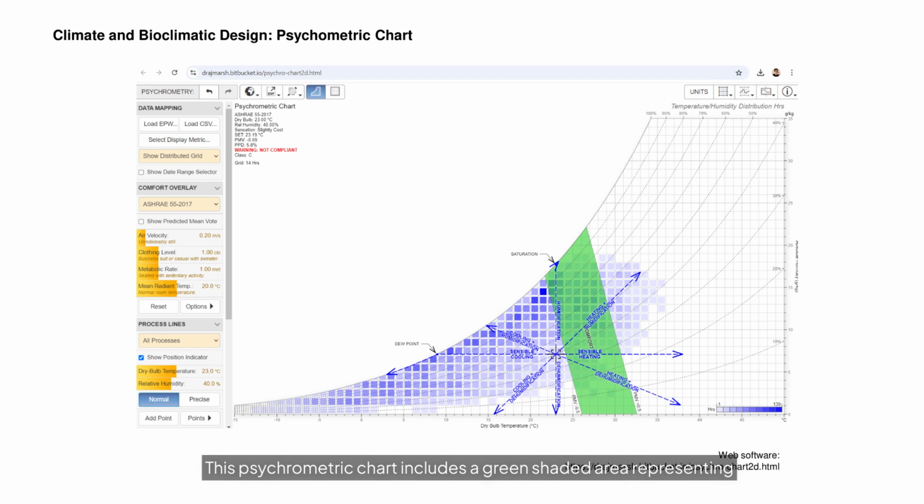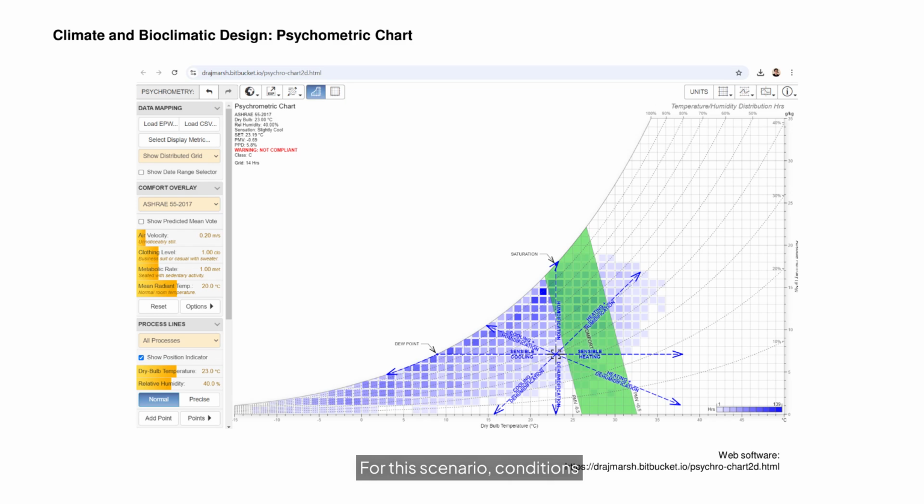This psychrometric chart includes a green shaded area representing the ASHRAE 55 2017 comfort zone, the range of temperature and humidity conditions where typical occupants feel comfortable. For this scenario, conditions include an airspeed of 0.2 m/s, clothing insulation 1 clo, metabolic rate 1 met, and mean radiant temperature 20 degrees Celsius.